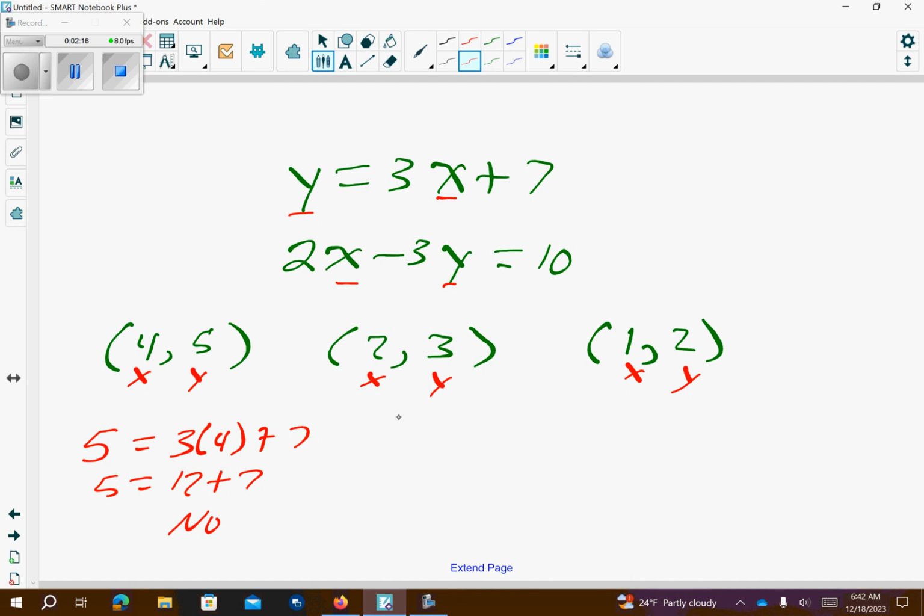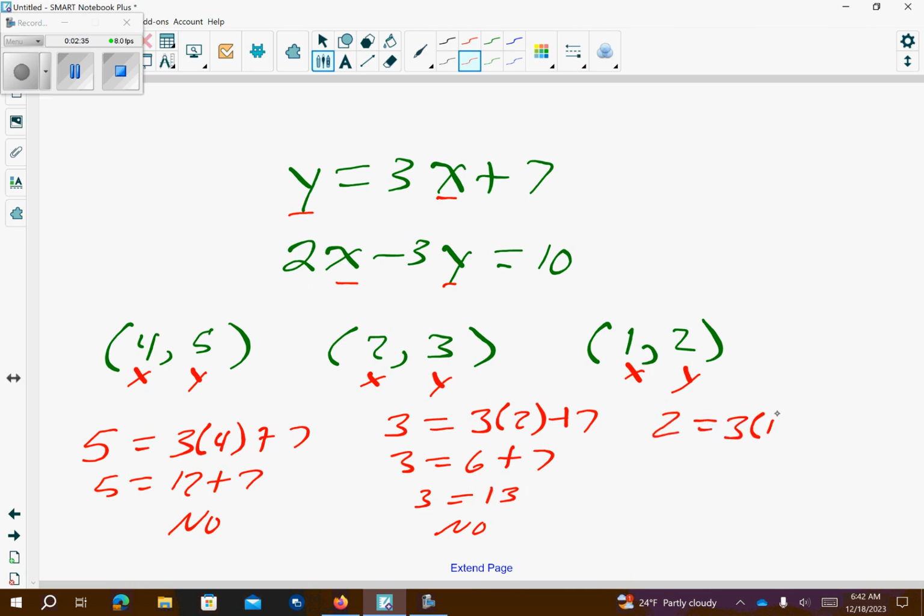Second problem, we plug 3 in for x, and then I have 3 times 2 plus 7. So that's 3 equals 6 plus 7, so that's 3 equals 13. That's a no. And then the last one, (1, 2). So we're going to get 2 equals 3 times 1 plus 7. So 2 equals 3 plus 7, so 2 equals 10. So I didn't even have to plug these into the second equation.